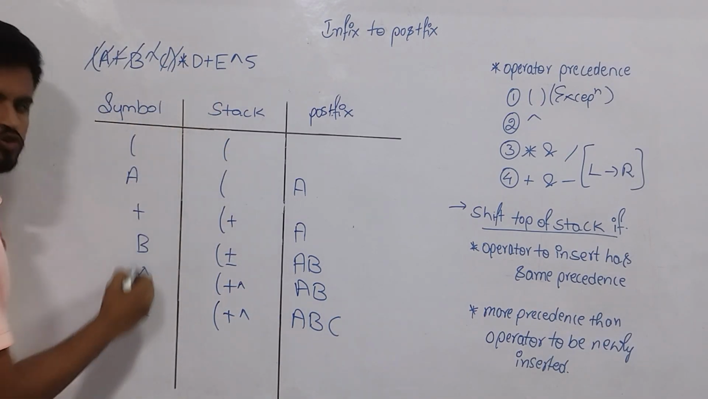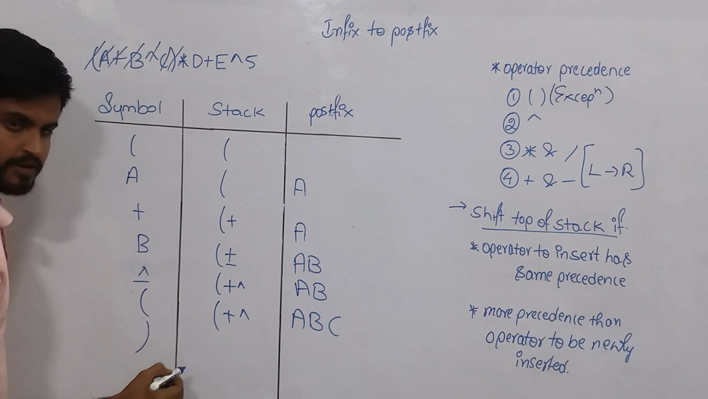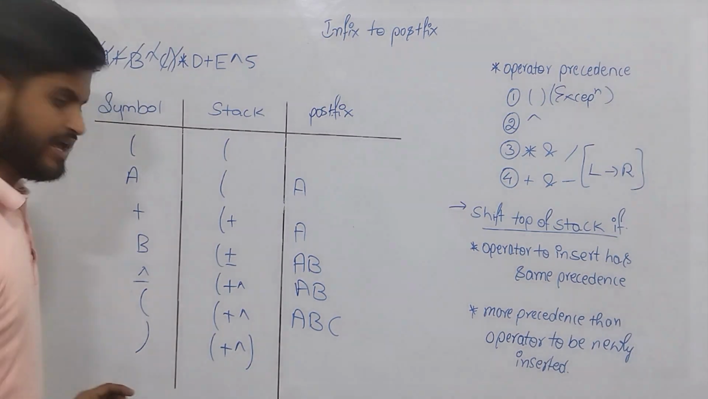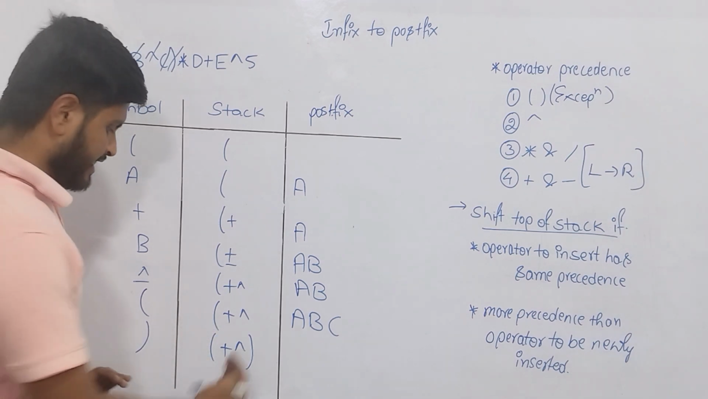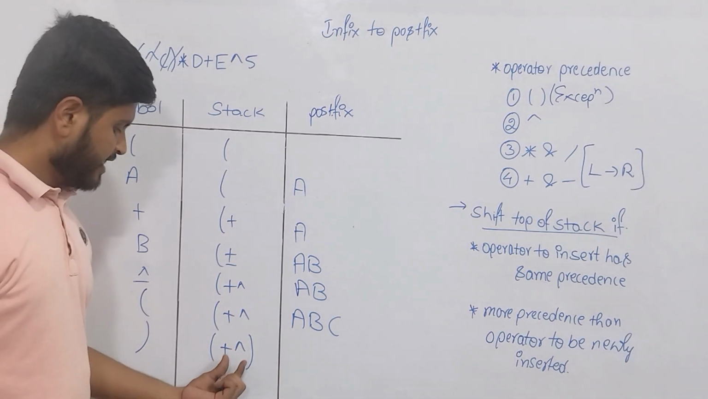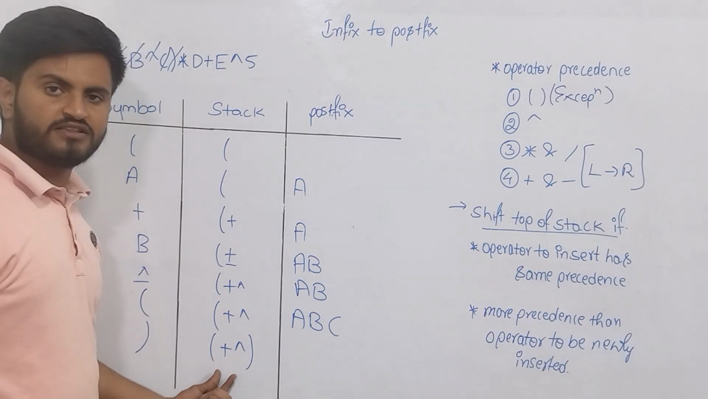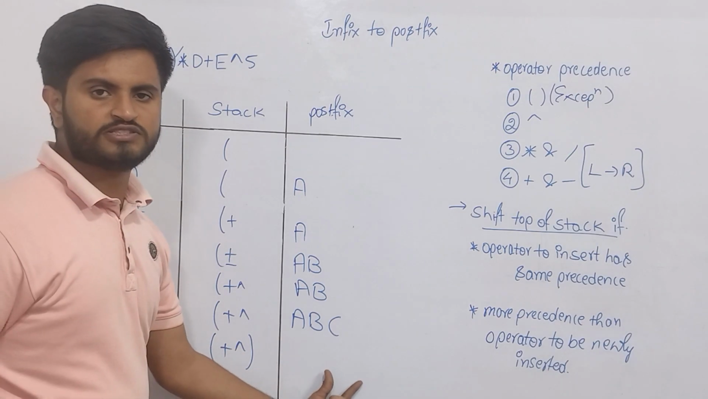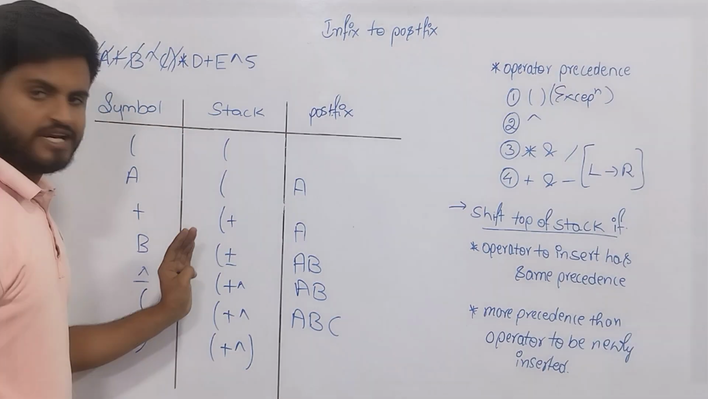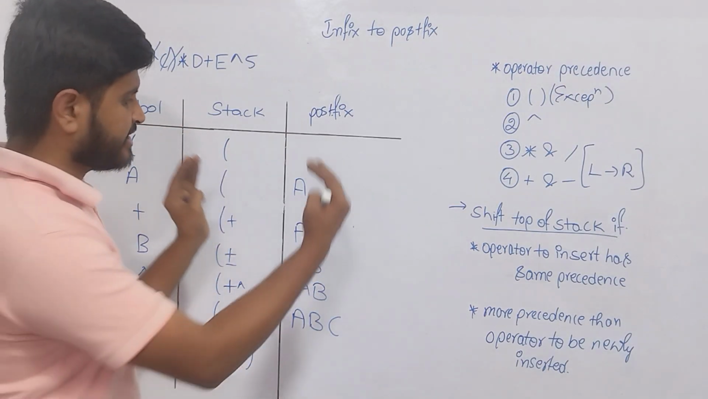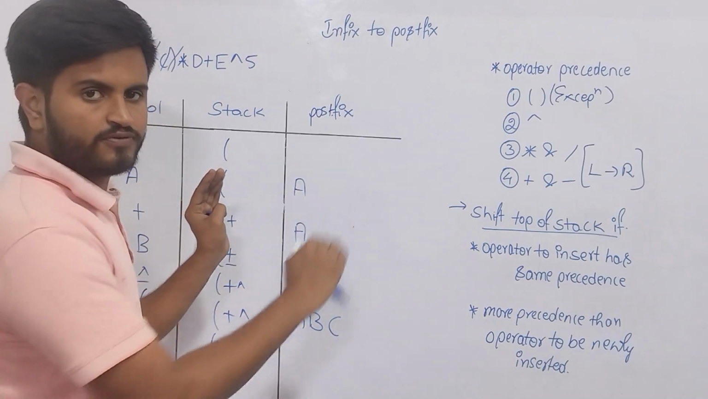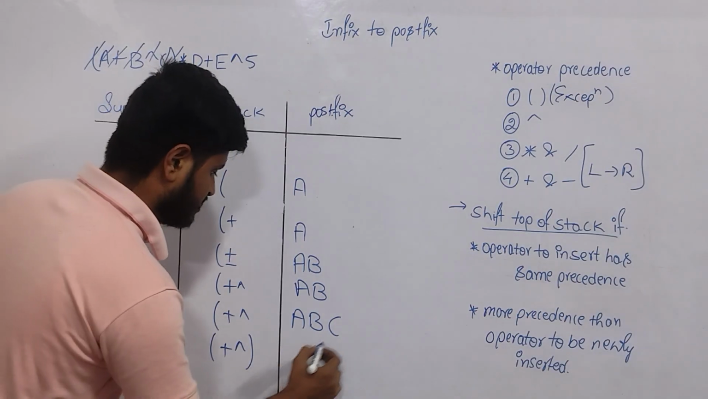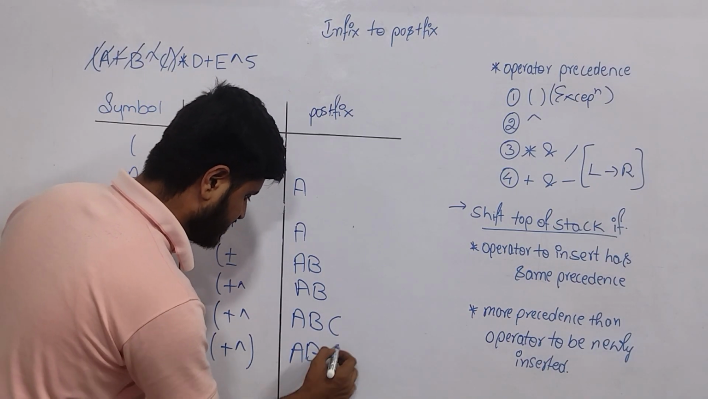Next, closed bracket. So closed bracket means open bracket, plus, exponential, closed bracket. When the open bracket is there and the closed bracket is also there, whatever elements are inside the open bracket and closed bracket must be directly shifted towards the postfix. When the elements are in between the open bracket and closed bracket, you must just shift the elements within them. You should not push the open or closed bracket. So now A, B, C will remain as it is.